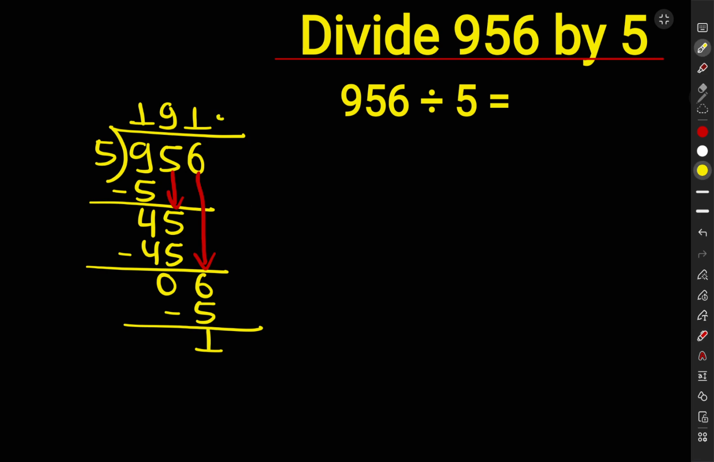So we take a decimal here so that we can put 0. So it is 10, and 5 times 2 is 10. On subtracting we get 0. So 956 divided by 5 is 191.2.